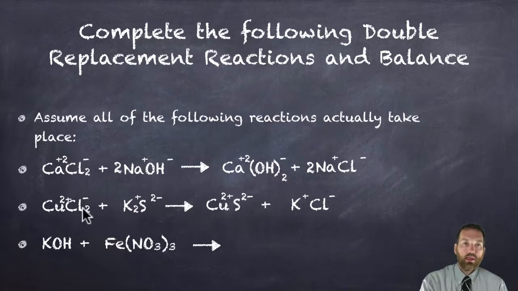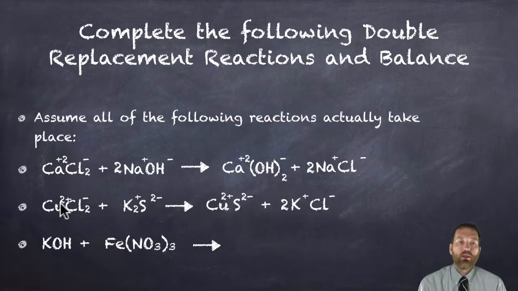On the left, I have 2 chlorines and 2 potassiums. On the right, I only have 1 of each of those things, so that's an easy fix with the 2 there. Let's check our sulfurs balance and our coppers balance as well. So we're done with this one. Okay, last one. Potassium gets a +1 because it's in group 1. Hydroxide on table E, it's -1.